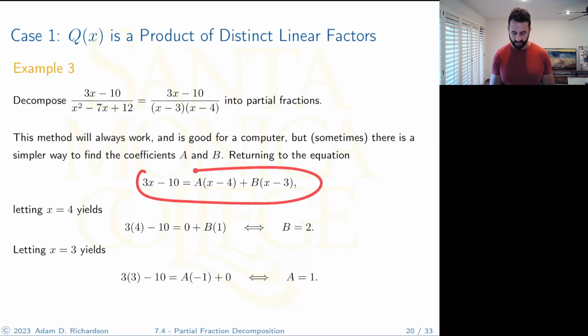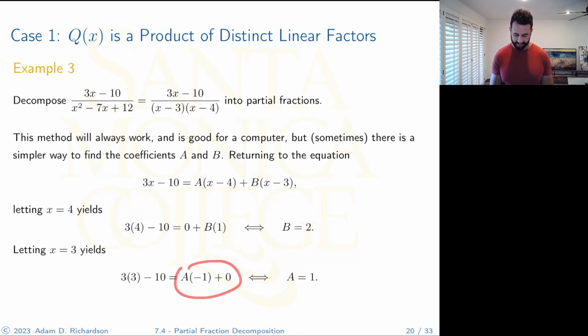And we're going to go back to this equation that we had after step 2. We're going to be clever. We're going to choose x equals 4 and plug it in for the values of x. Then we get this equals this, which means b equals 2. Then we're going to let x equal 3. And when we plug x equals 3 into these, we get this, which means a equals 1. And those are our coefficients.